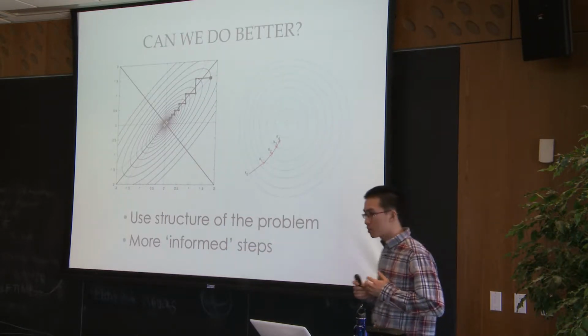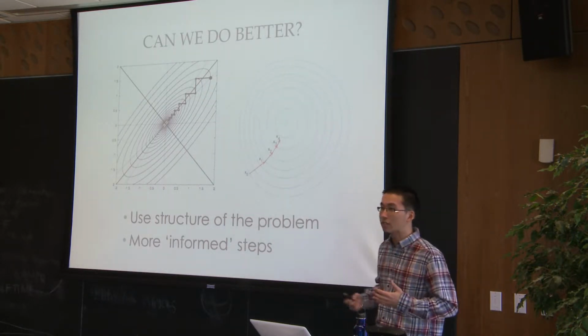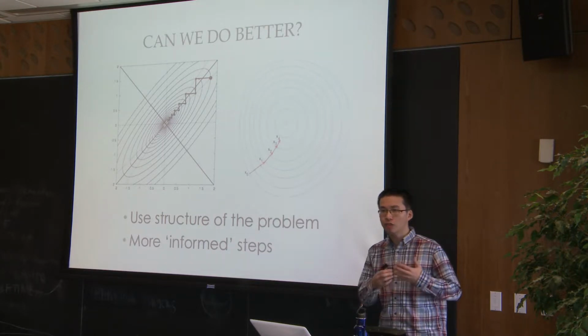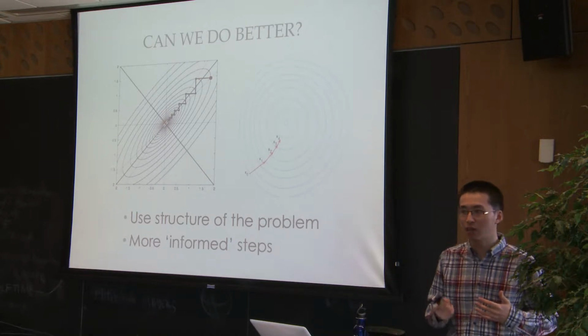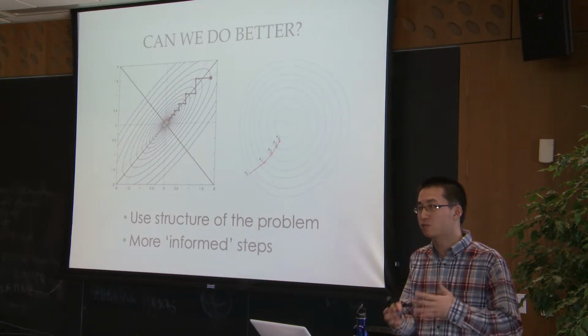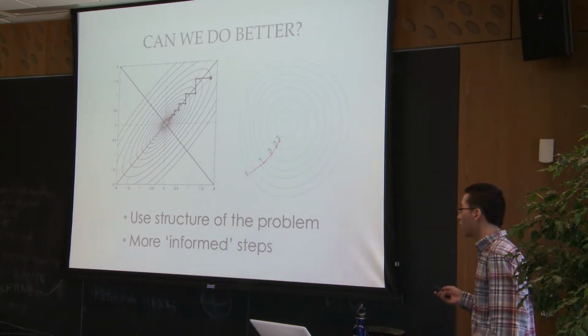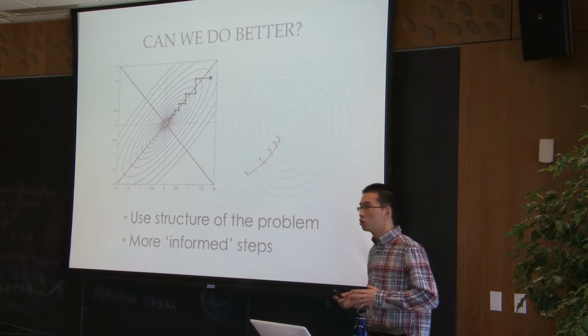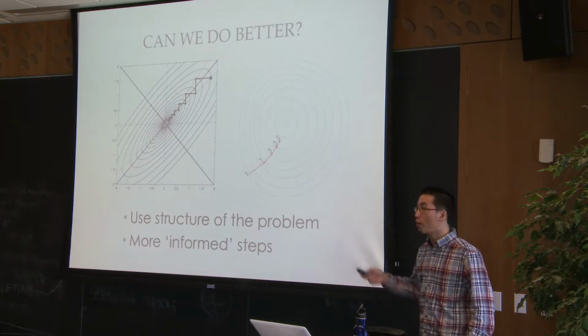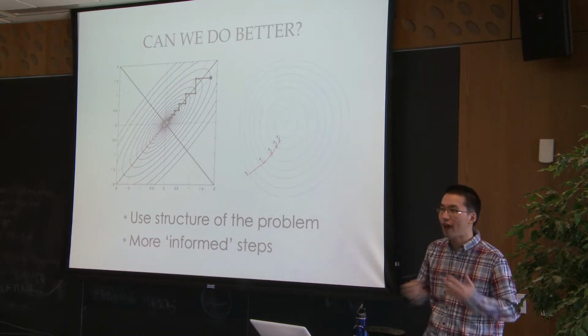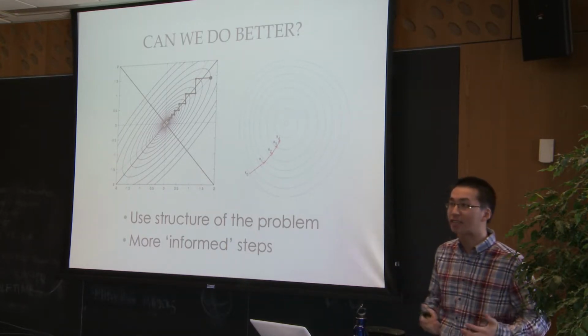So the question that I want to try to ask for the rest of this talk is, can we actually do better by first of all looking at the structure of the problem? If we're stuck with only 2 or 3 constraints, we only look at these 2 or 3 constraints. Also, can we make more informed steps? So can we, in the case of, say, a quadratic bowl, just figure out directly that we want to get to the minimum? And can we do this about as fast as finding the gradient?